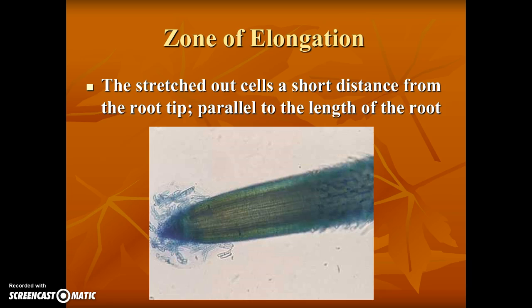Once you have your seeds germinate, we'll look at them under the microscope at each of these organs, and this is the root. So we're going to look at the root of your seedlings and kind of identify parts of a root.